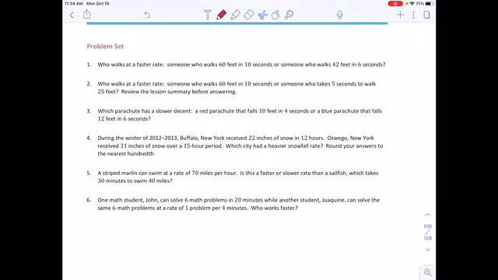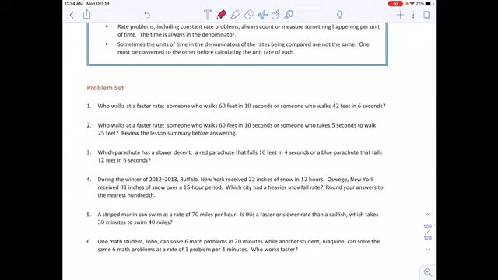Someone who walks 60 feet in 10 seconds or someone who walks 42 feet in 6 seconds? So we have 60 feet divided by 10 seconds. I'm not going to use that divided by, I'm going to use a slash for that. And that equals 6 feet per second. And then we have 42 feet divided by 6 seconds. 42 divided by 6 is 7 feet per second. So who walks at a faster rate? The second one's faster.